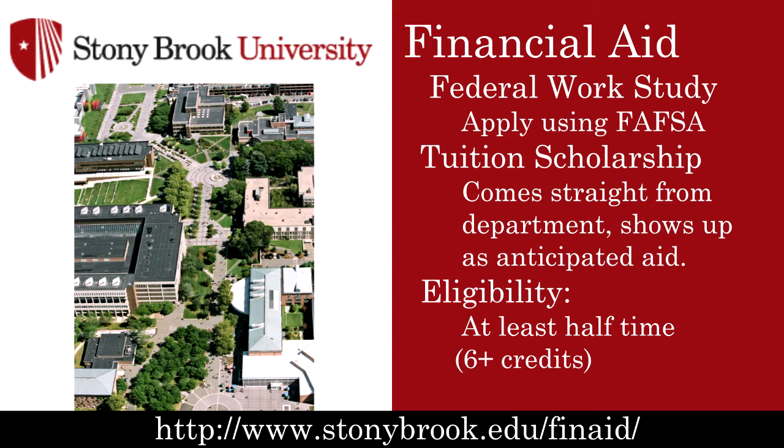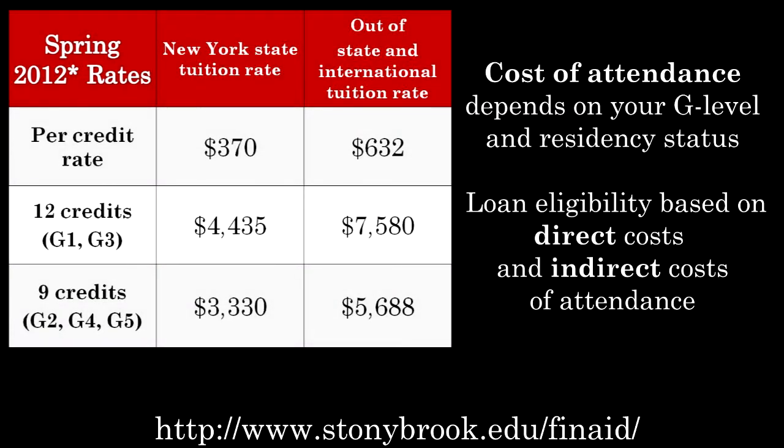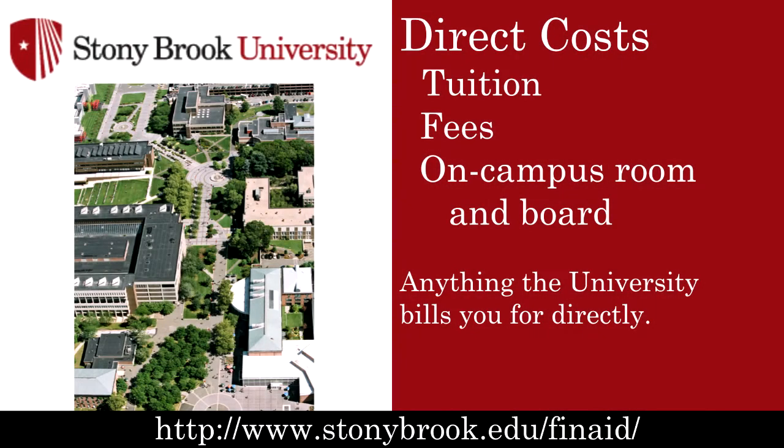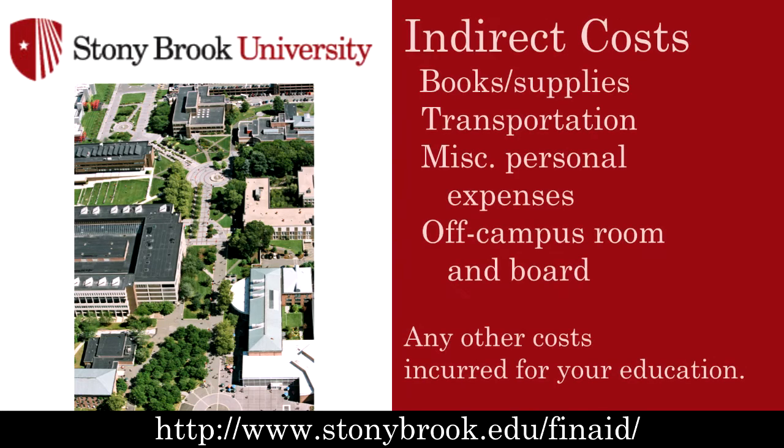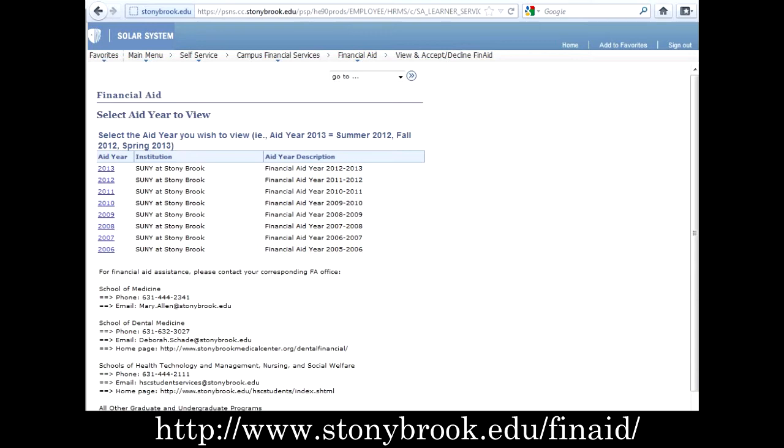If you are receiving a tuition scholarship, that comes straight from your department, but will show up as anticipated aid in Solar. Your cost of attendance will depend on your G level and your residency. Your loan eligibility is based on both direct and indirect costs of attendance. Direct costs include things like tuition, on-campus housing costs, meal plan costs, anything that the university directly bills you for. Indirect costs include things like books, supplies, transportation to campus, and off-campus housing and meal costs. All of your financial aid information is available on Solar.